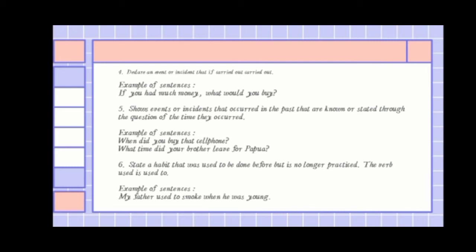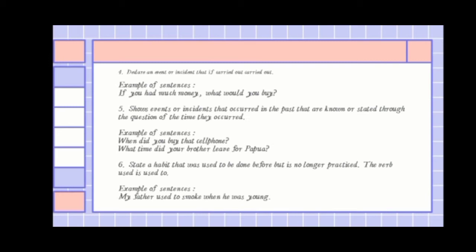Fifth, to ask about an event or incident that occurred in the past, through a question about the time it occurred. Example sentences: What did you buy that cell phone for? What time did your brother leave for Papua?